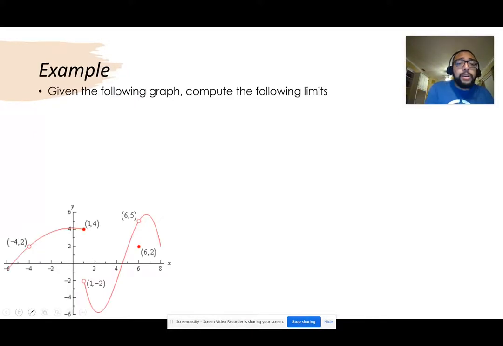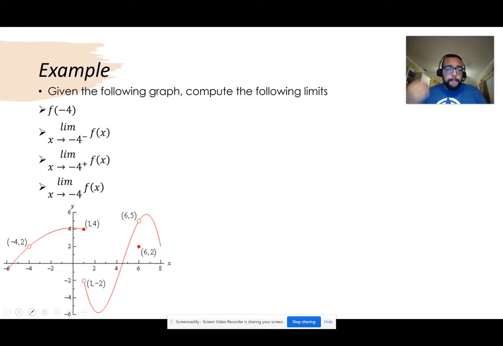So is this example? Okay, cool. Given this graph, we're going to compute the following limits. I want you to compute f of -4, the limit as x approaches -4 from the left, then -4 from the right, and then just -4 altogether. So here, f of -4, this is not a trick question. Find f of -4. That means when x is -4, what's my corresponding y value?